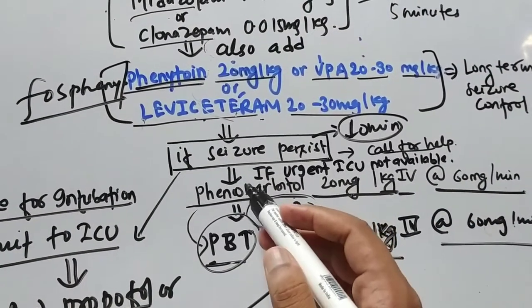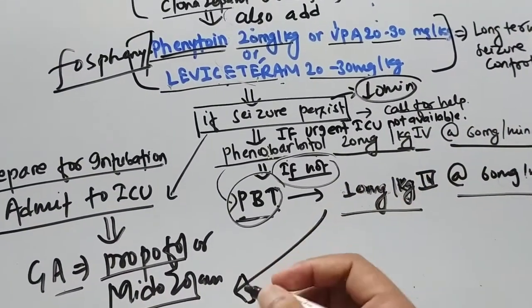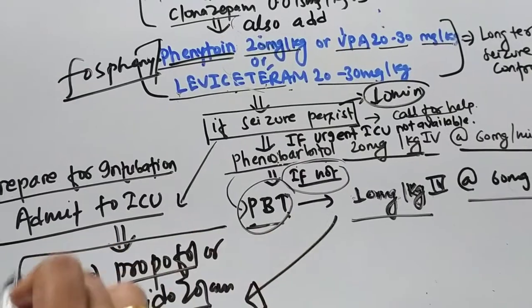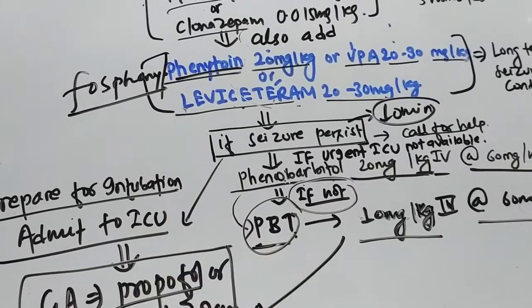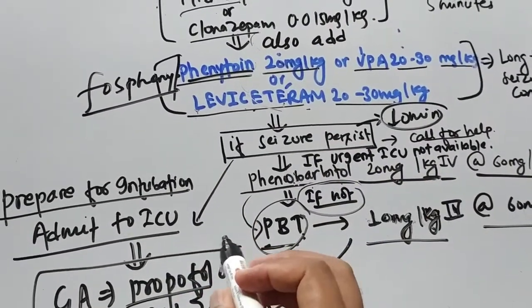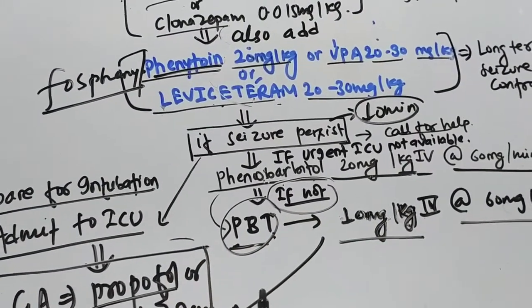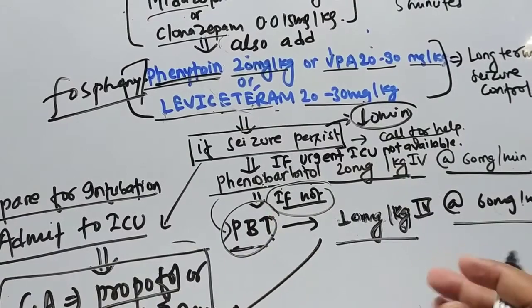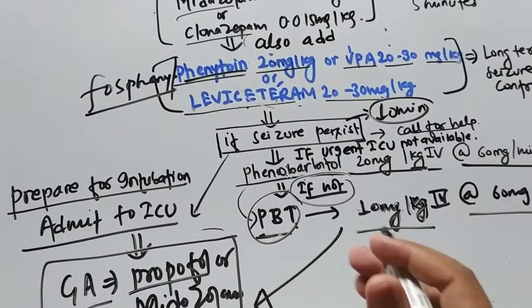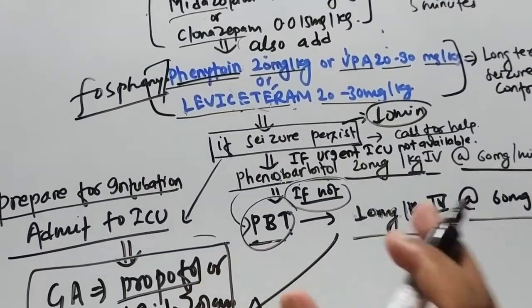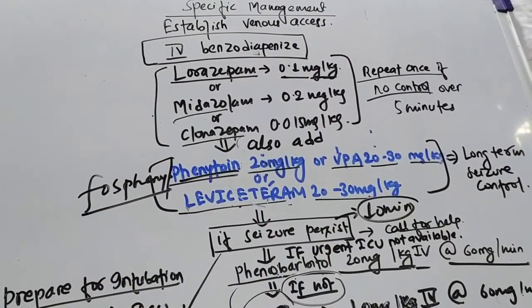And if after giving these two doses of phenobarbital it is still not controlled, then only one option is left: you have to give general anesthesia. If you have an ICU facility, you will go for intubation and start general anesthesia. If an urgent ICU is not available, you can initially give phenobarbital, and if phenobarbital also cannot control it, then at last you have to go for general anesthesia. So this is the treatment pattern of status epilepticus.